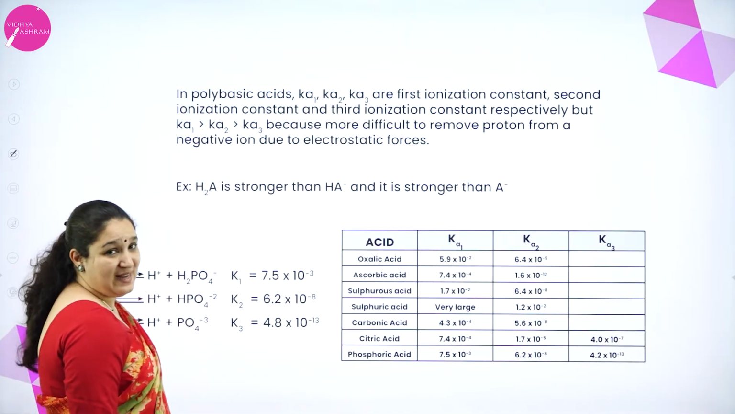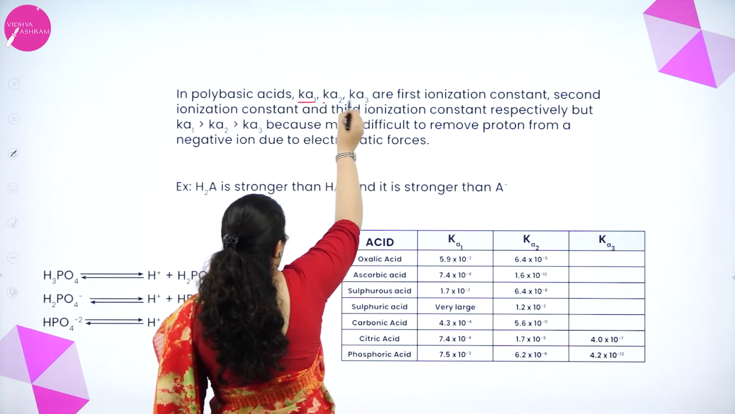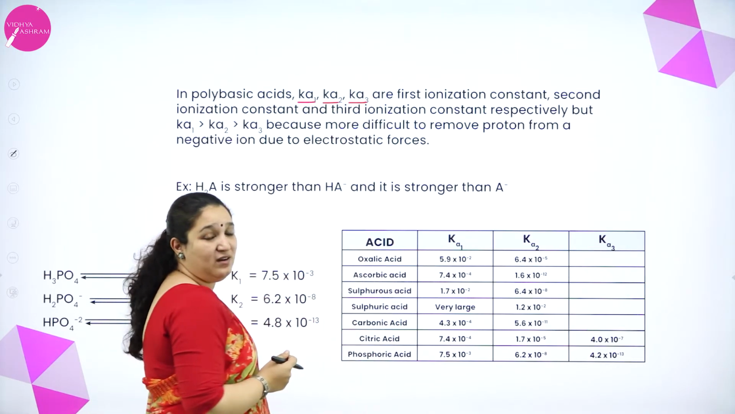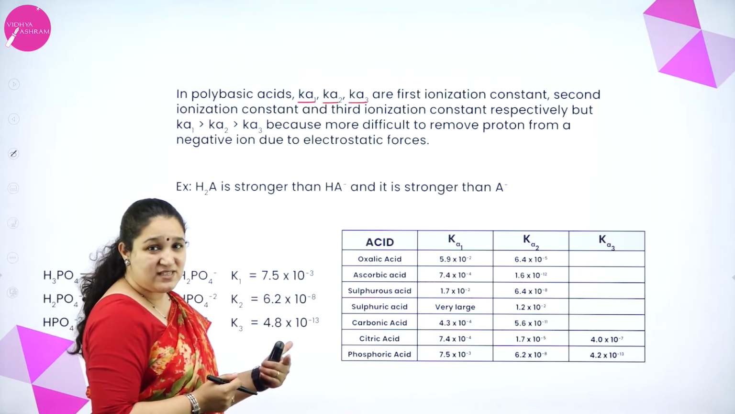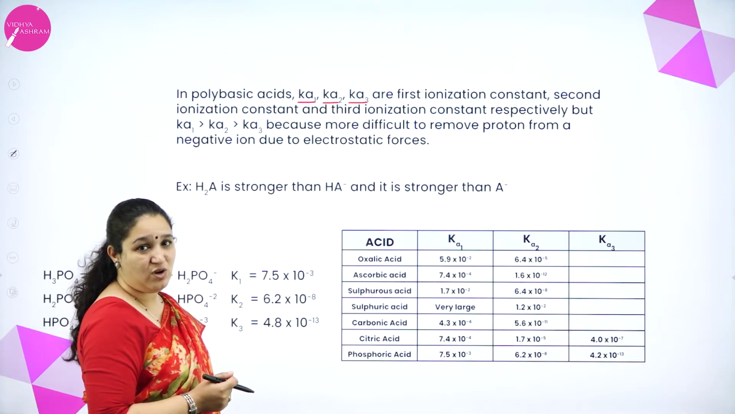In polybasic acids, Ka1, Ka2 and Ka3 are the first ionization constant, second ionization constant and third ionization constant.